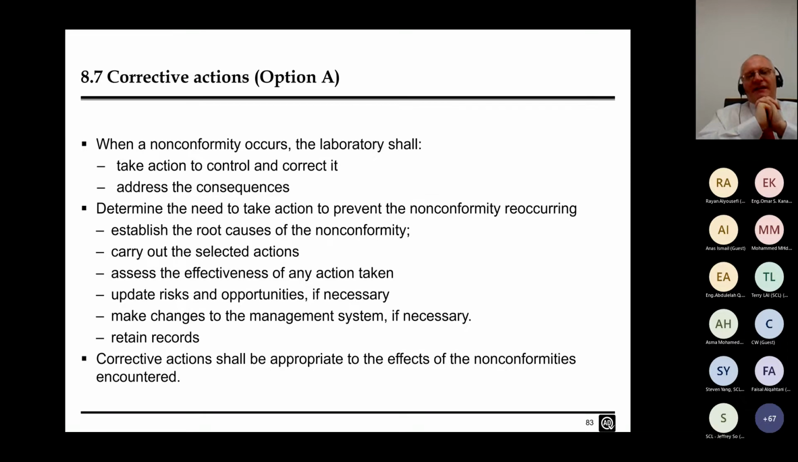Those corrective actions, you want them to be appropriate to the effects of the non-conformities encountered. We don't want to demolish everything to deal with a very minor non-conformity. It should be targeted and effective.